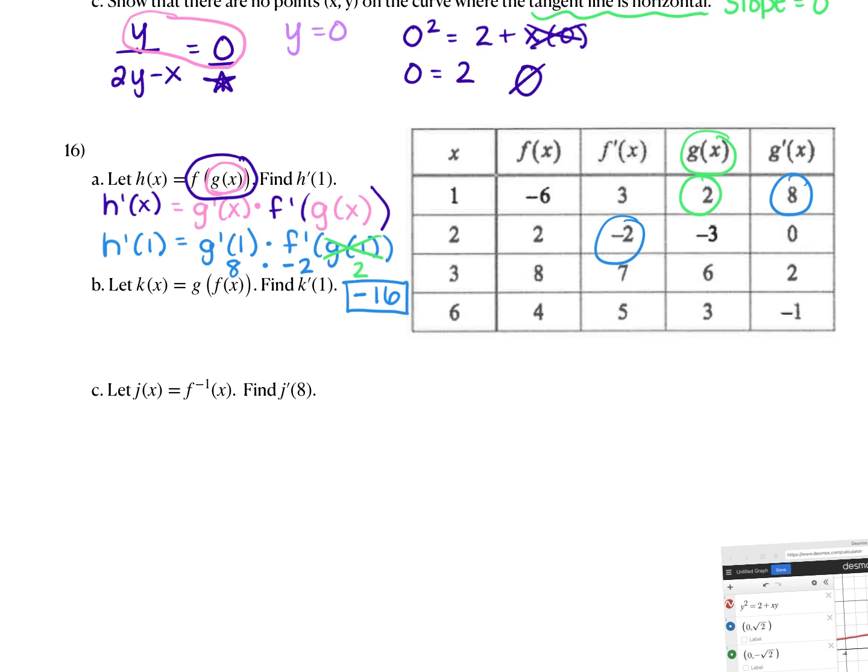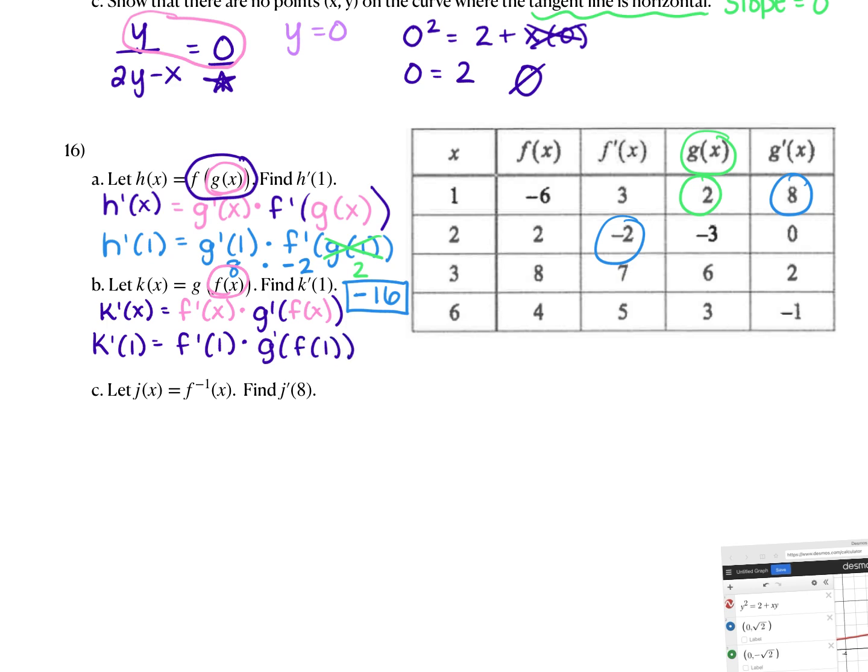Okay, so similar in the next one, right? Let's start with k prime of x, which is going to start with the inner piece, the f of x. So I'm going to start with f prime of x times... Now let's go to g prime, but it's not g prime of x. It's g prime of f of x. And let's do it at 1. So k prime of 1 means I need f prime of 1 times g prime of f of 1.